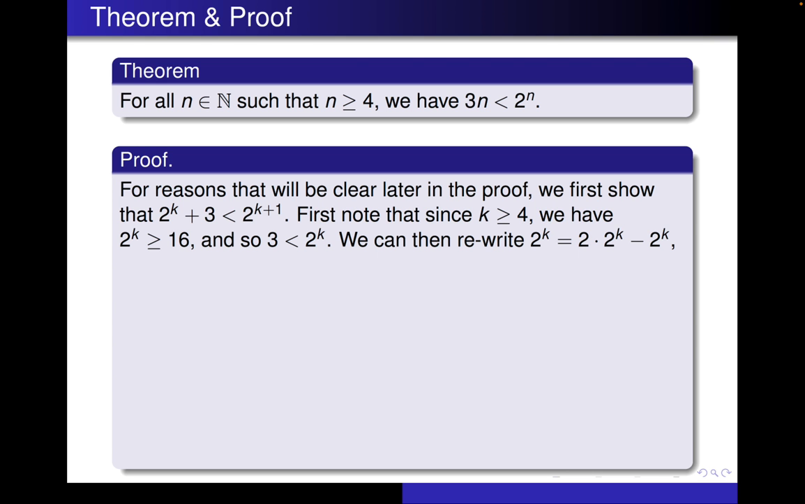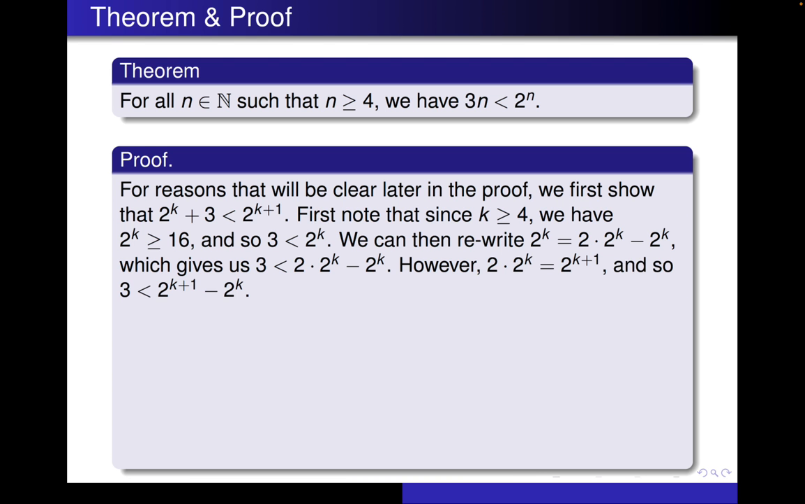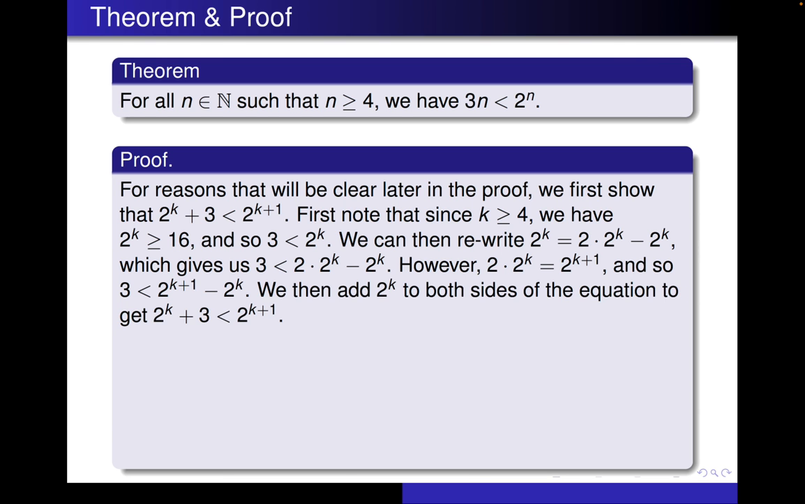So remember, we're going to write 2 to the k as 2 times 2 to the k minus 2 to the k, and then substitute that in. So we have 3 is less than 2 times 2 to the k minus 2 to the k. Then we're going to rewrite 2 times 2 to the k as 2 to the k plus 1, which gives us that 3 is less than 2 to the k plus 1 minus 2 to the k. And then we're going to bring that 2 to the k over to the left-hand side to get 2 to the k plus 3 is less than 2 to the k plus 1.